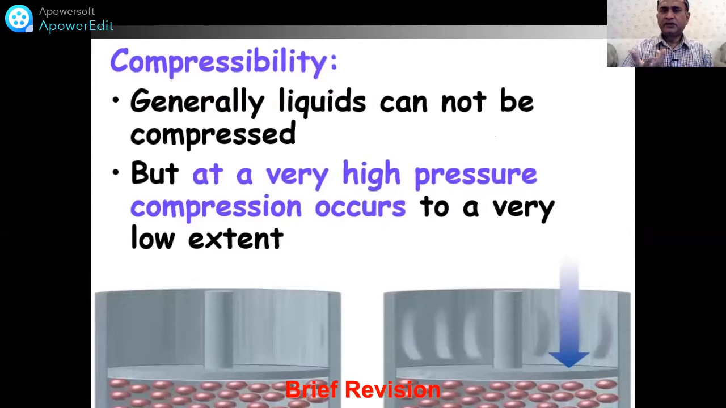What else? Compressibility. Since the molecules of a liquid are already very close to each other, we can't compress a liquid to a great extent. But if a very high pressure is applied, then the liquid can be compressed a little bit. Suppose you have 1 liter of Pepsi, you just can't compress that 1 liter of Pepsi into one glass of water. Not possible.